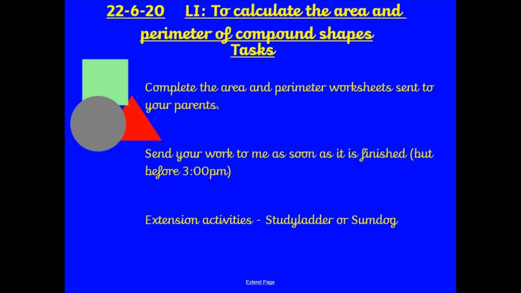Now, your job today is to work out the area and perimeter of compound shapes, which has been sent to your parents. It's also available on Google Drive. You get your work from there. Now remember, send your work to me as soon as it's finished, but definitely before 3 p.m.